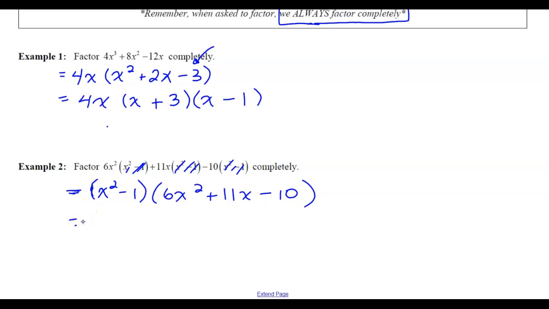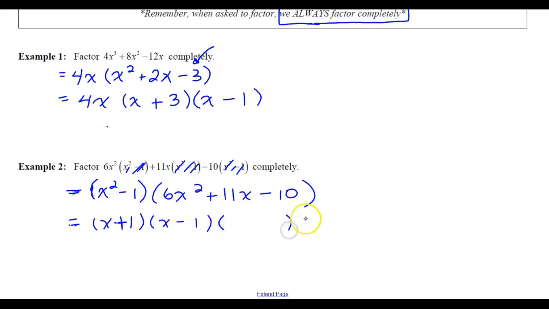Take a look at the first one, x squared minus 1. Can that be factored again? Sure can. Thursday's work. It's a difference of squares. Okay, so that can be factored to 2 binomials. The root of x squared is x. The root of 1 is 1. 1 has a plus, 1 has a minus. Did that on Thursday. Okay.